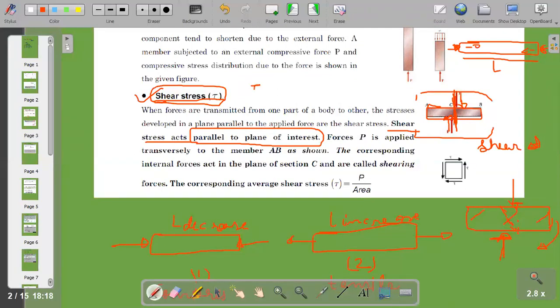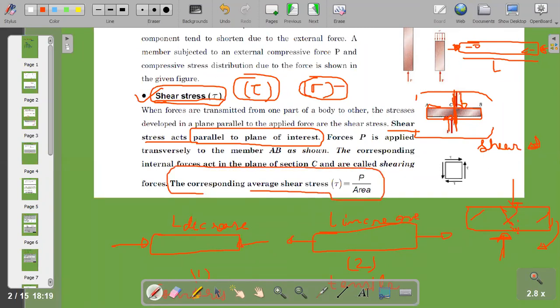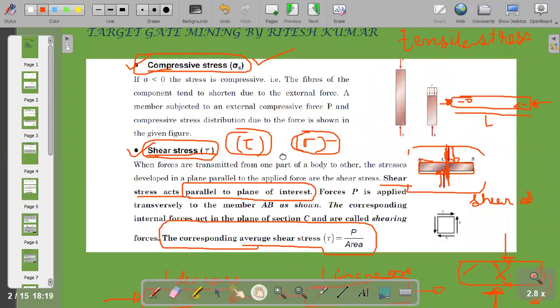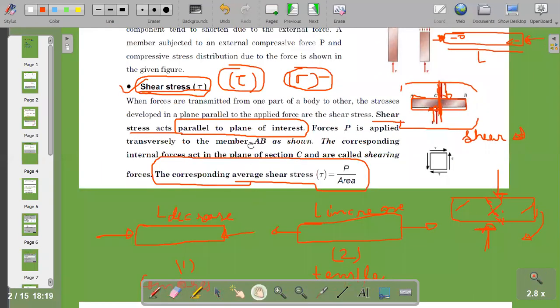Shear stress is denoted by tau. Always remember, shear stress is denoted by tau, while compressive and tensile stress are denoted by sigma. ठीक है? This is for the shear stress and this is for the tensile and compressive stress. And the formula is the same: average shear stress is equal to P by area. But mostly compressive and tensile stresses are more important.